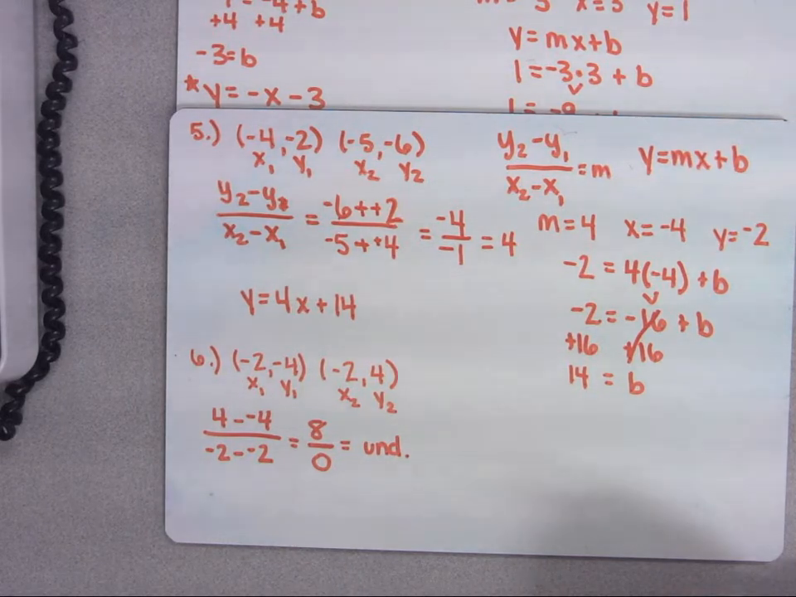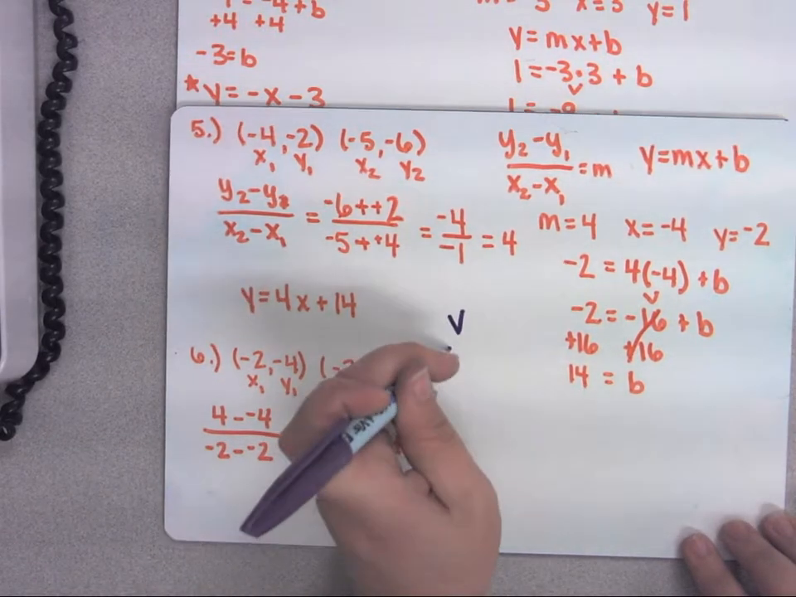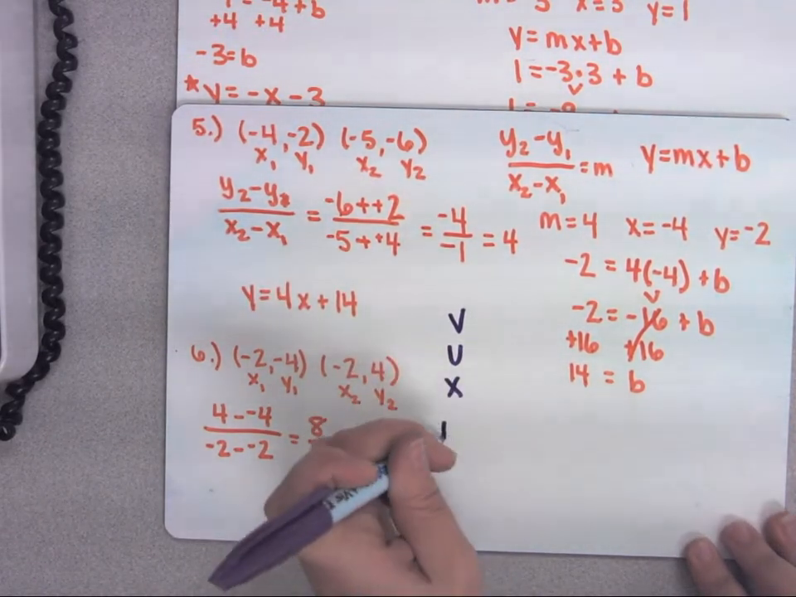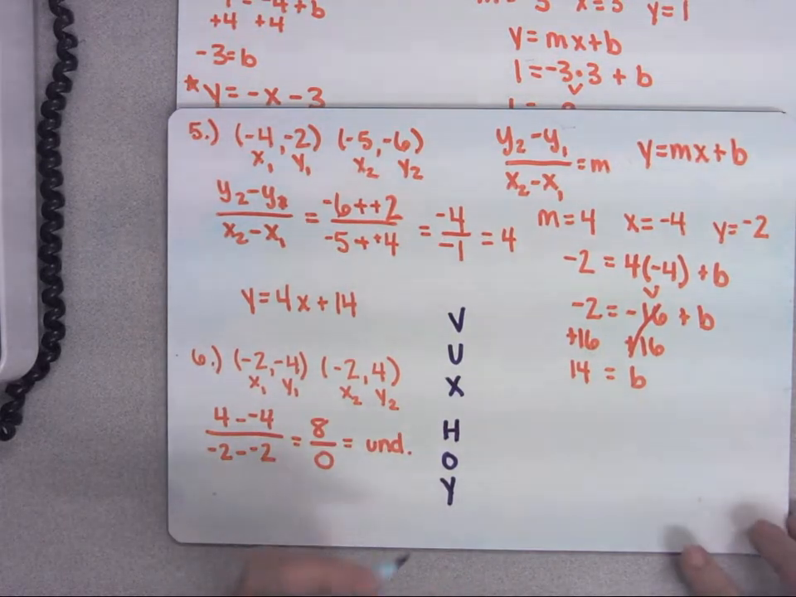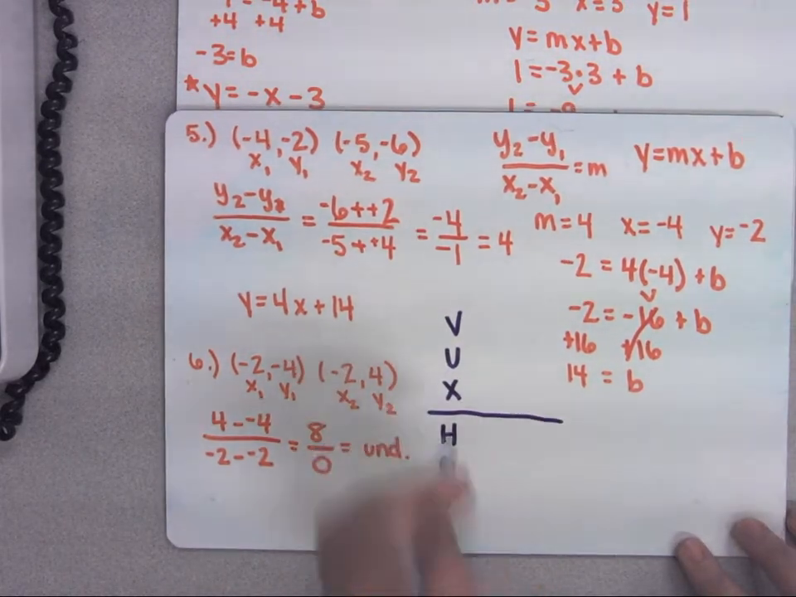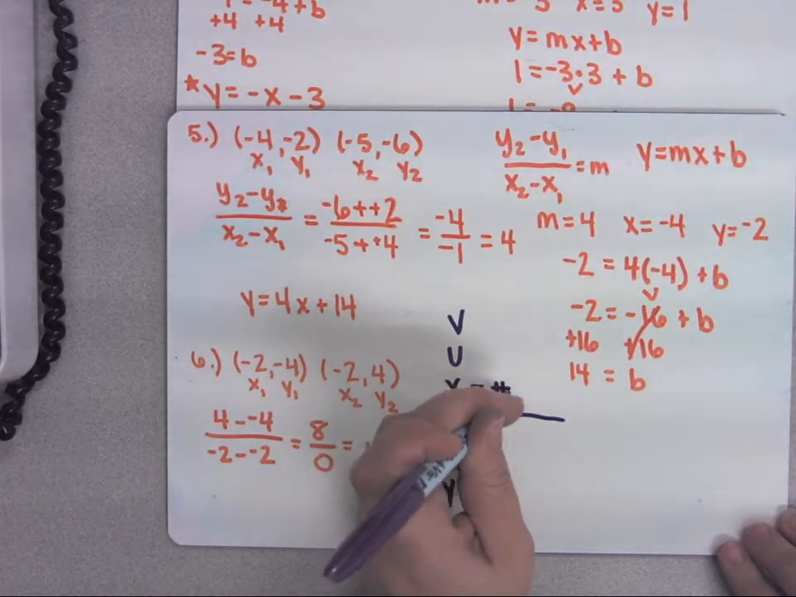Oh, Matthew? They're both 3 letters. Close. Matthew, find it. What is it? VUX and HOY. They're so much fun to say. I don't know why you can't remember it. Right? VUX and HOY. Remember, x equals, these are your equations.